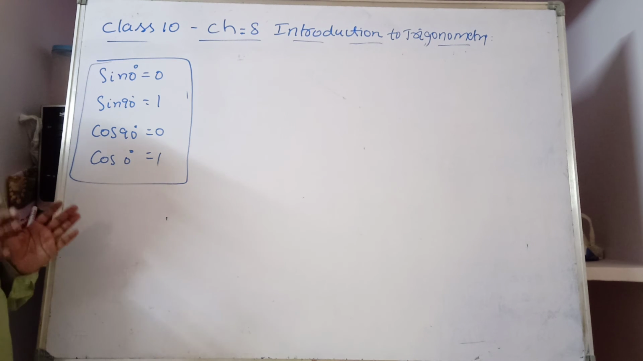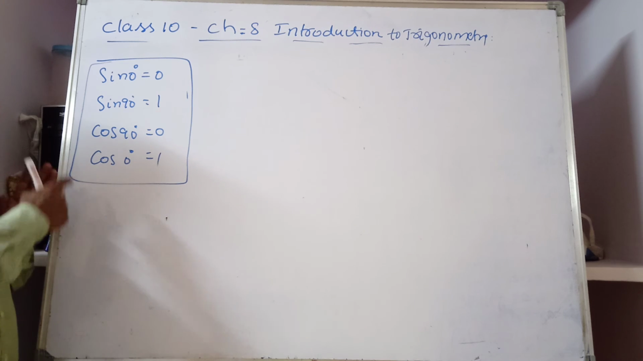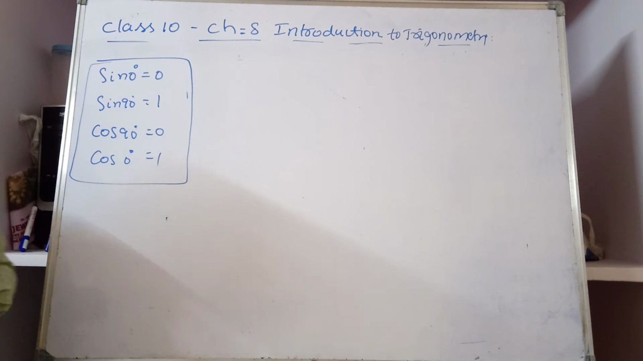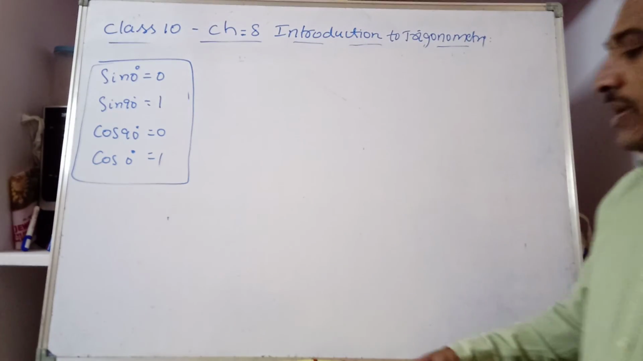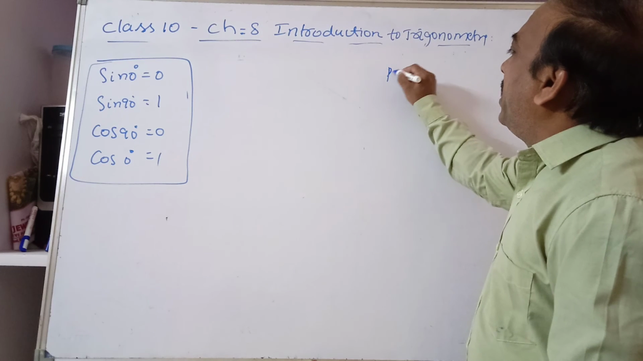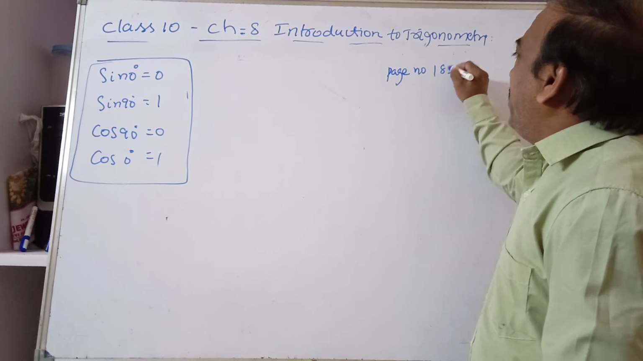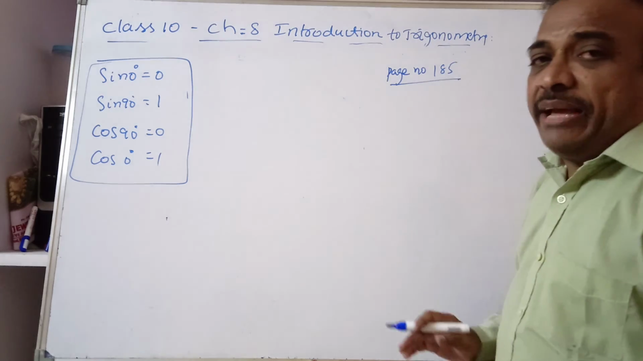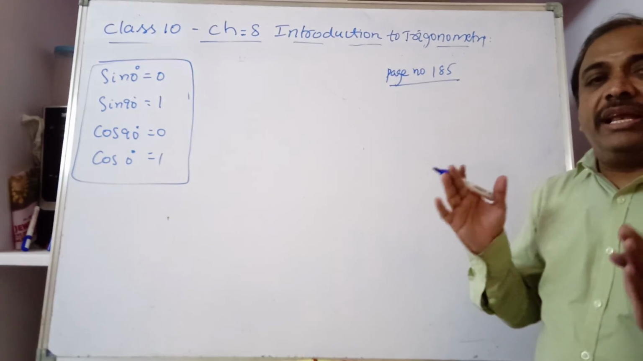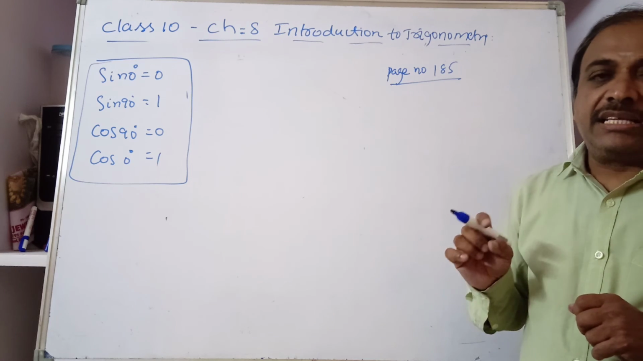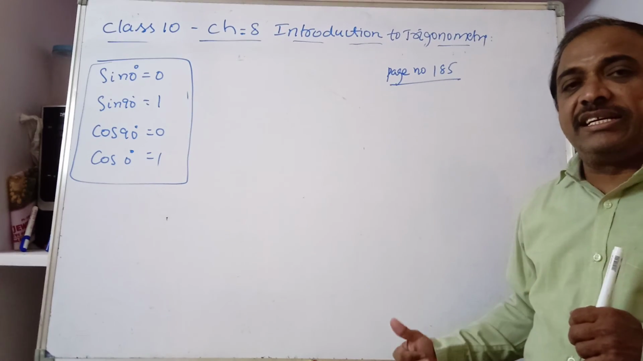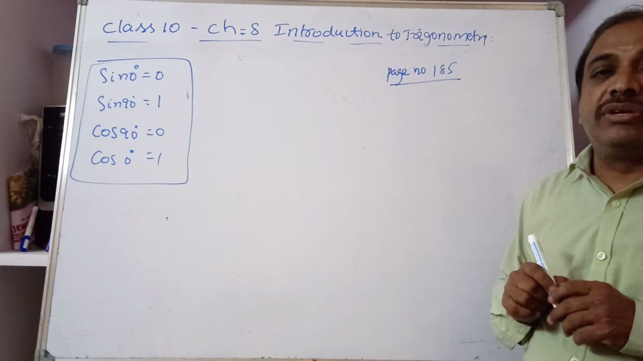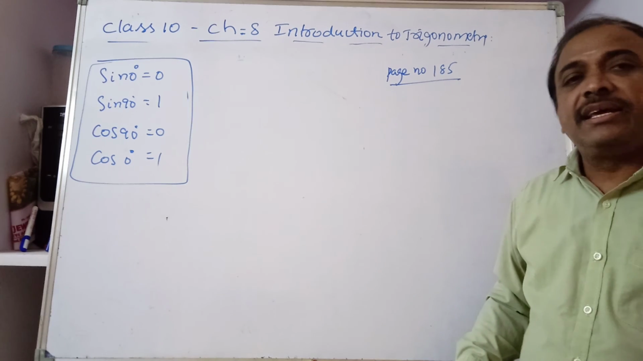We have a table in our class textbook with all the values that I have explained till now. It is on page number 185. You have to complete that table in your classwork. Directly by seeing the table, what is sine 0 degrees? What is cos 0 degrees? What is sine 30 degrees? You have to note down the table in the classwork after finishing all these topics.